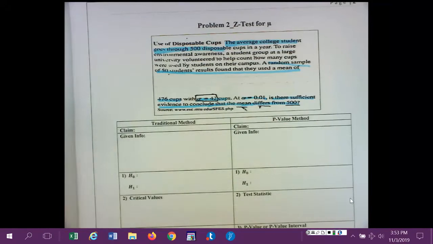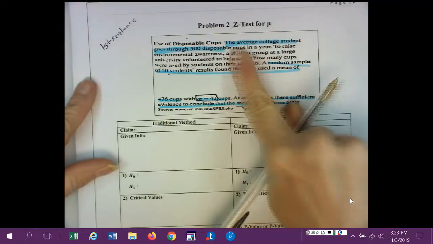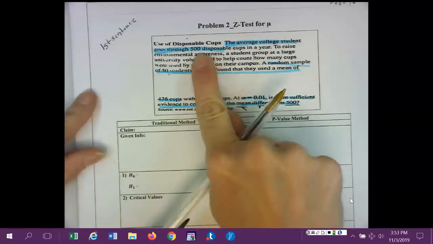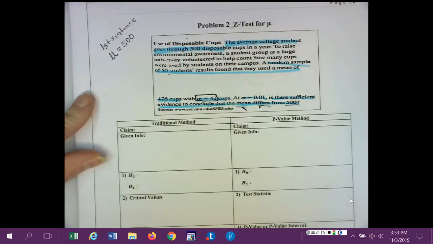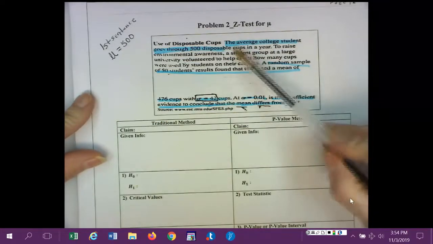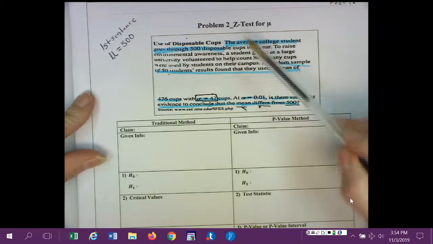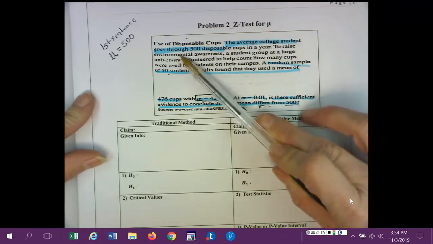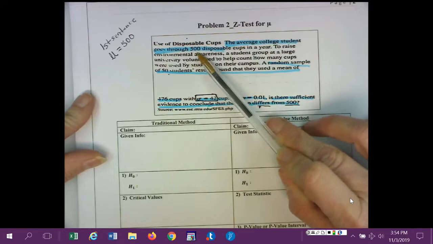Okay, so let's look at the first sentence in the paragraph. The average college student goes through 500. It did not say more than or less than, so it's implying that they go through exactly 500. And there is a typo. It should say the average college student goes through an average number of 500 disposable cups in a year.